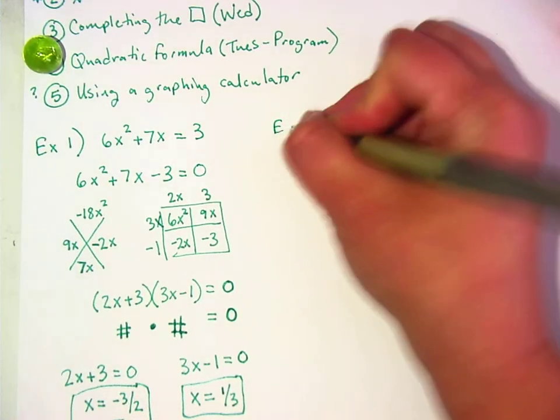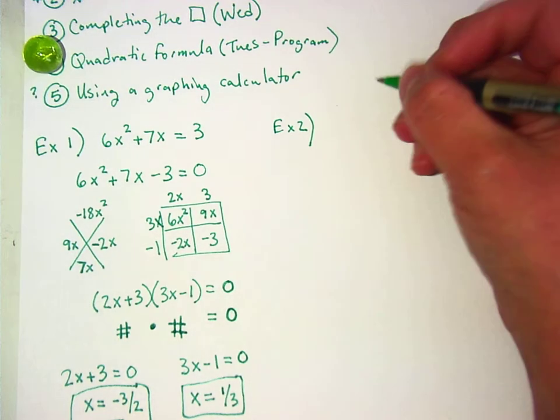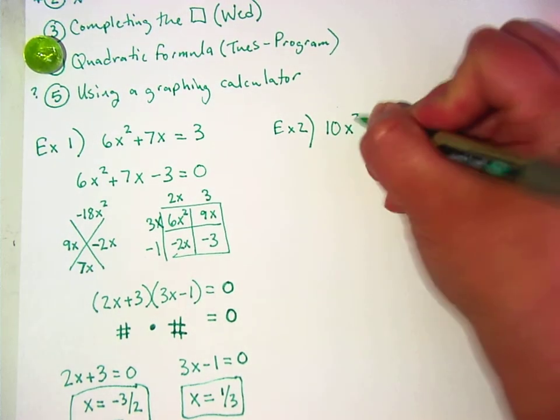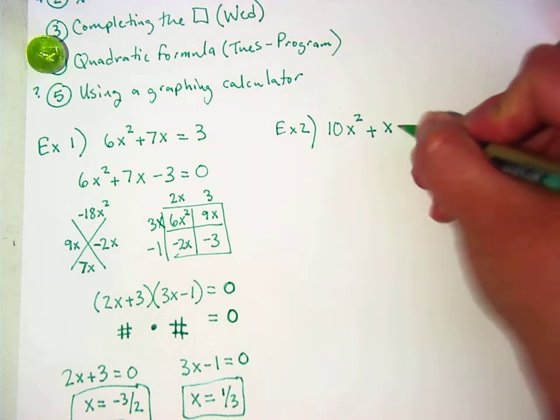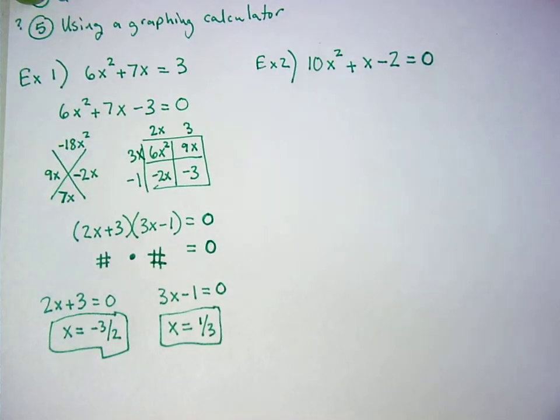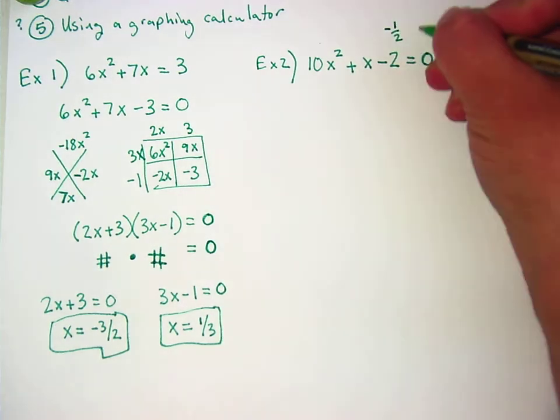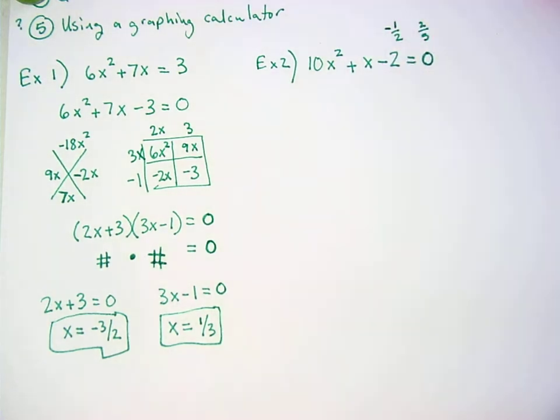All right, example 2. Let's do 10x squared plus x minus 2 equals 0. All right, so you're going to try to factor this with your partner. The answer you should get is negative 1/2 and 2/5 are the two answers that you should get out of this. Try it with your partner. When you guys are both done, also try it on your calculator and make sure you're comfortable with the calculator working that way.